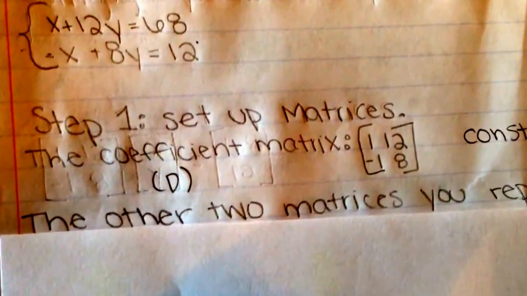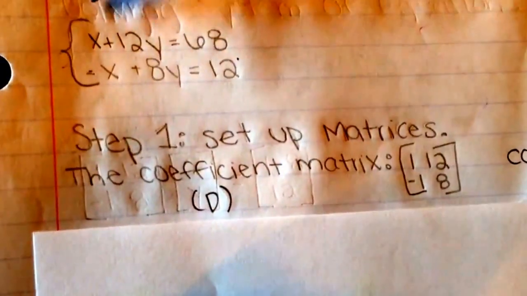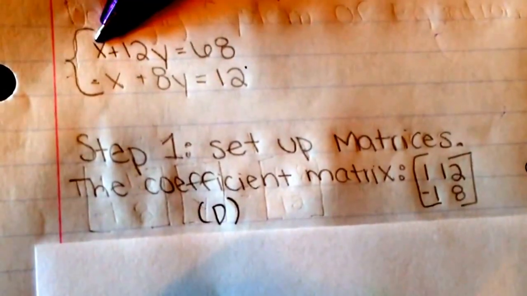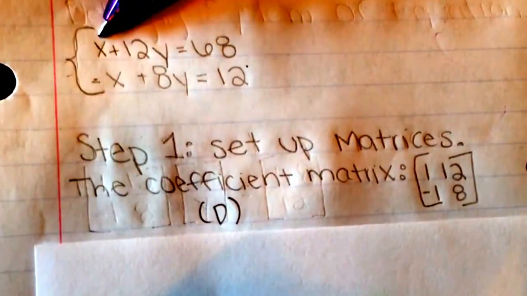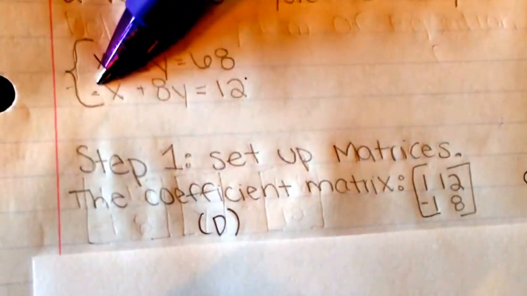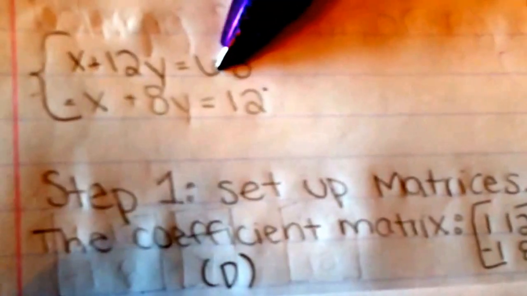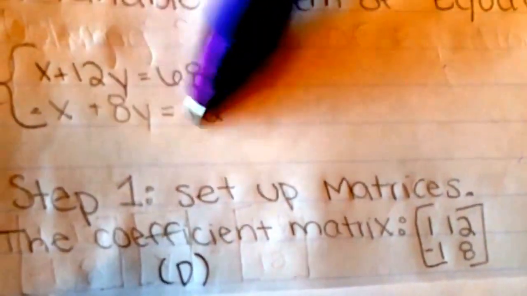Okay, so this is our system of equations that we're using as an example. And our first step is to set up the matrices. The first matrix we set up uses the coefficients. Since there's a 1 in front of the x, which you just pretend is there, it's 1 and then 12 in front of y, and then -1 in front of this x and 8 in front of that y. And then our constant matrix uses, from the system of equations over here, the 68 and the 12.